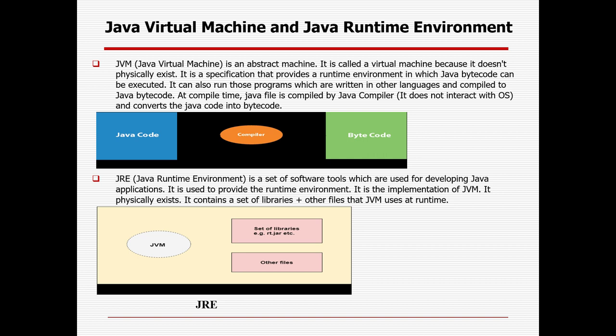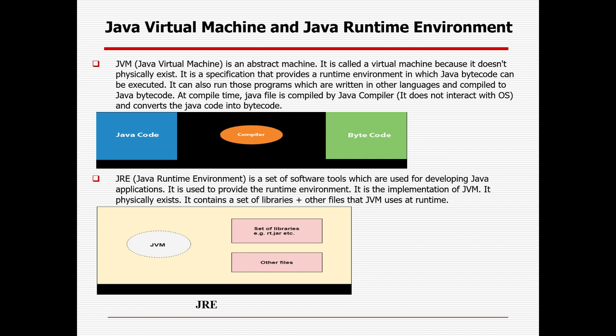At compile time, the Java file is compiled by the Java compiler. It does not interact with the operating system directly and converts the Java code into bytecode. Whatever code you are writing, like SYSO, printout, all this stuff, Java will not understand. So the compiler is there. Whatever code you write in English format, the compiler will convert it to Java bytecode so that the Java programming language can understand the significance of that code.